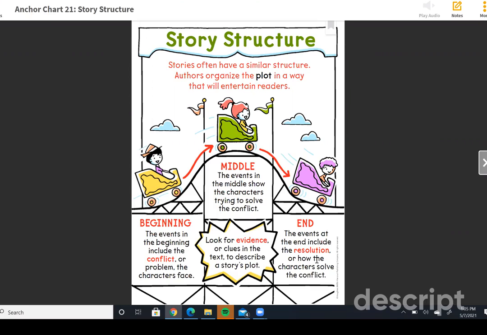So that not only is it entertaining for us as readers, but of course, we need to be able to follow, we need to be able to understand what exactly is happening in the story. And that's what good readers always do.